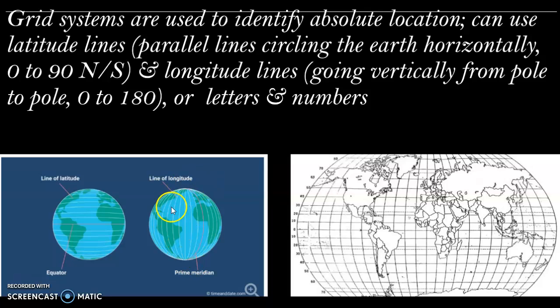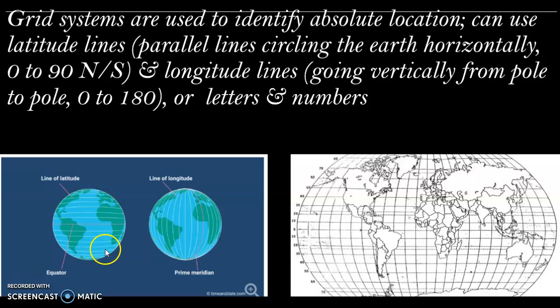Crossing those lines of latitude are lines of longitude, and lines of longitude touch at the poles, and then they go vertically across the Earth's surface to the other pole, and they are the widest at the equator. And our two main lines of longitude are 0 degrees, that's the prime meridian, and then on the other side you would have 180 degrees longitude, that is the international dateline.